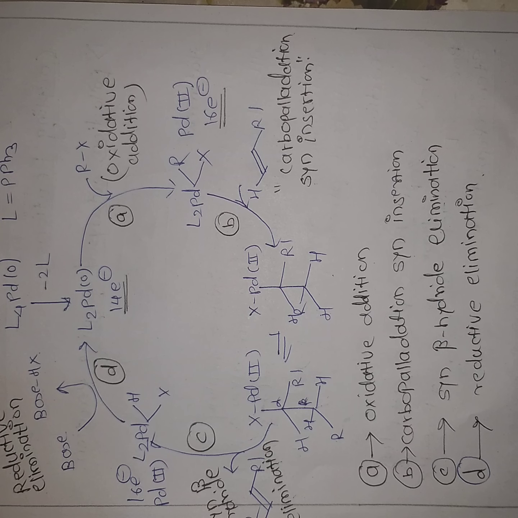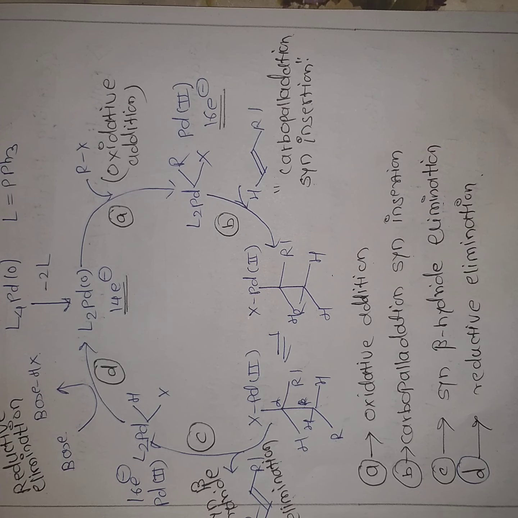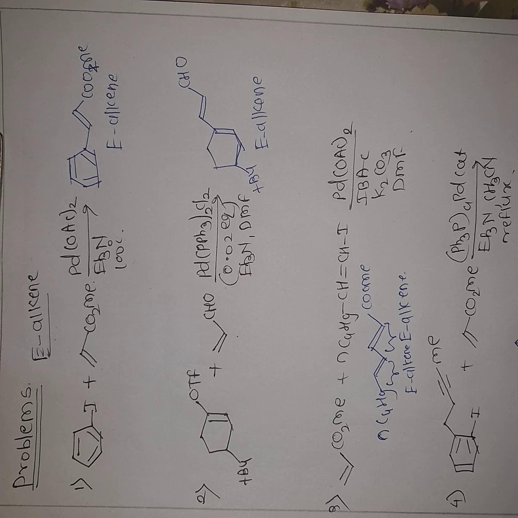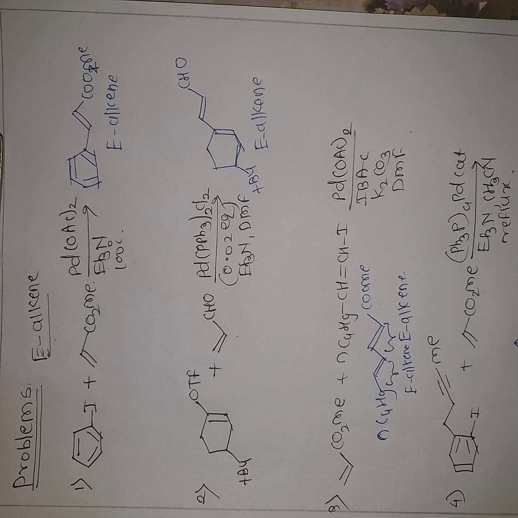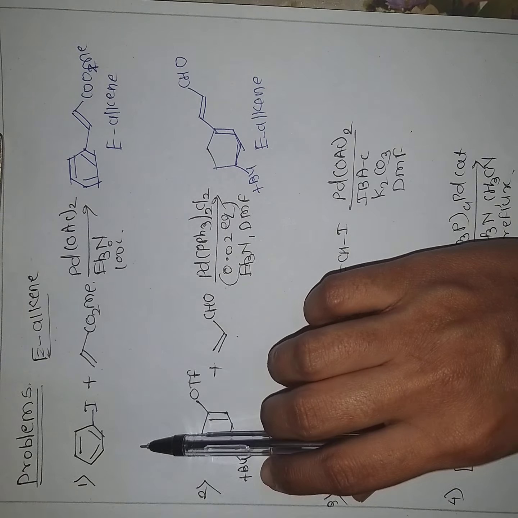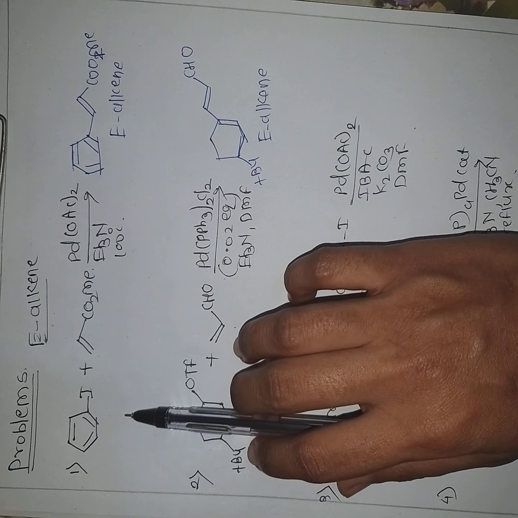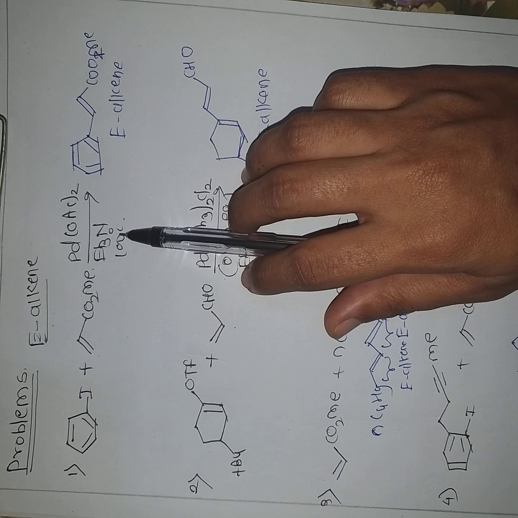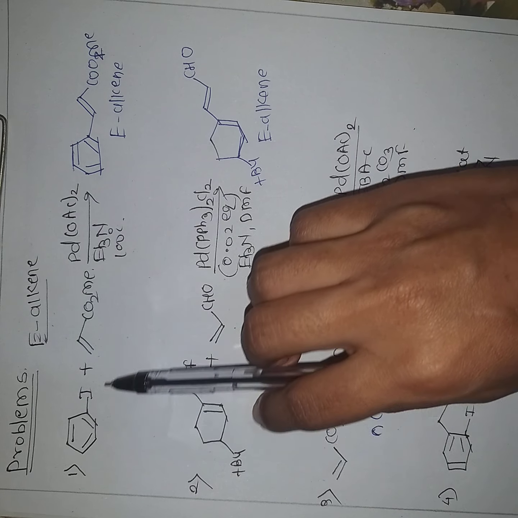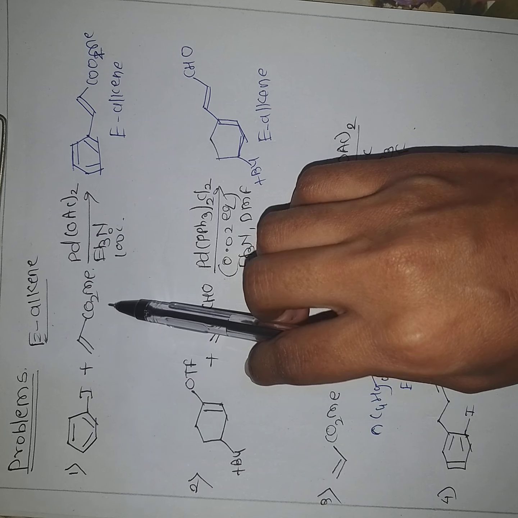Now let's discuss some problems regarding it. As we have discussed, the stereochemistry of Heck reaction is E-alkene, means major product in such type of reaction is E-alkene. Now look at this. This is an aryl halide. It reacts with alkene in presence of palladium to form E-alkene. We just have to write E-alkene in presence of palladium.